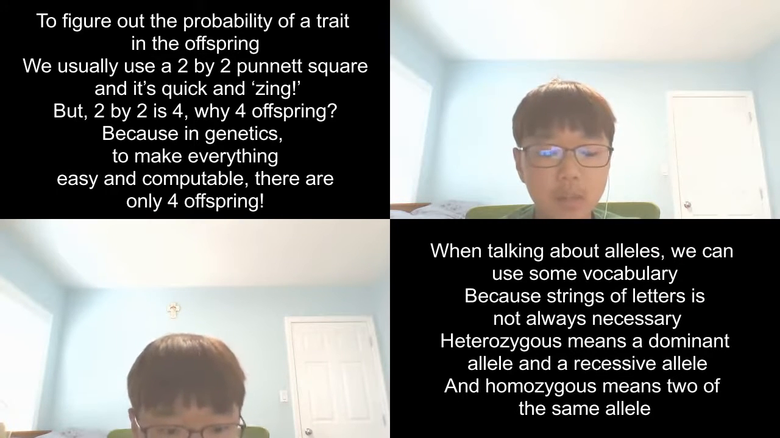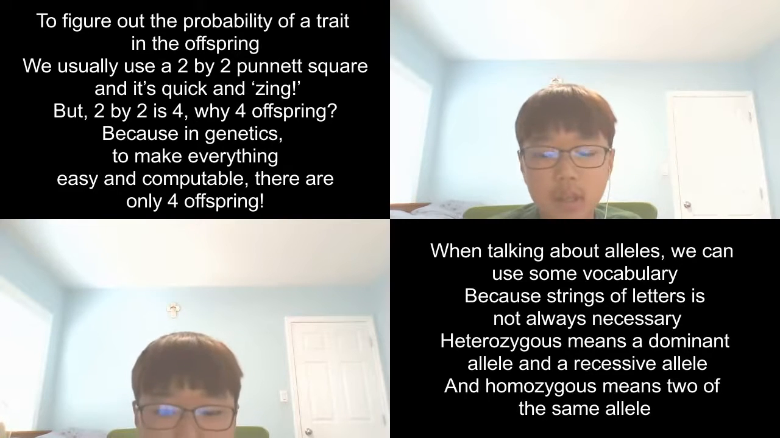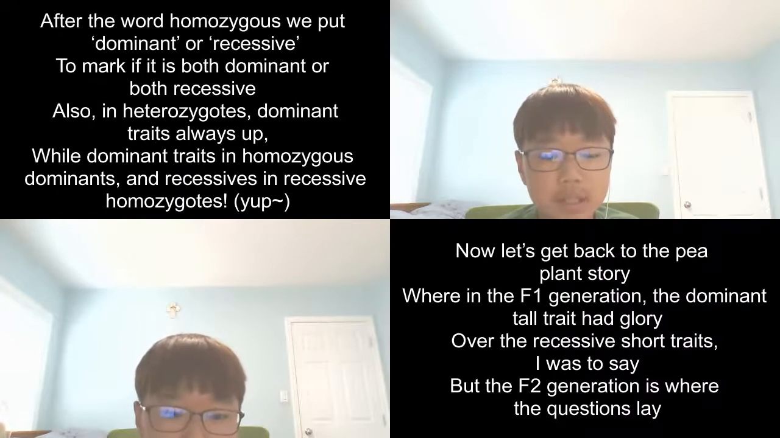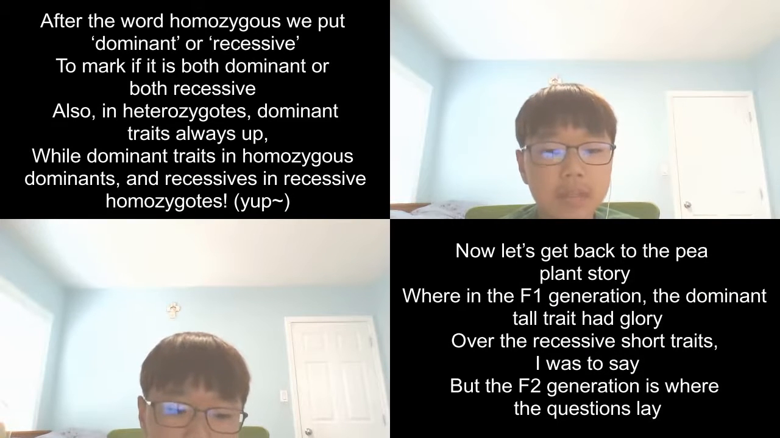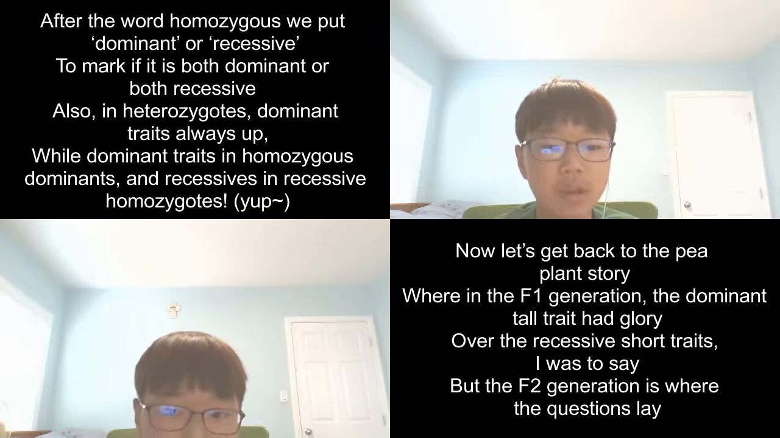Heterozygous means a dominant allele and a recessive allele. Homozygous means 2 of the same allele. After the word homozygous, we put dominant or recessive to mark if it's both dominant or both recessive. Also, in heterozygous, dominant traits always show up, while recessive traits show up only in homozygous recessive.